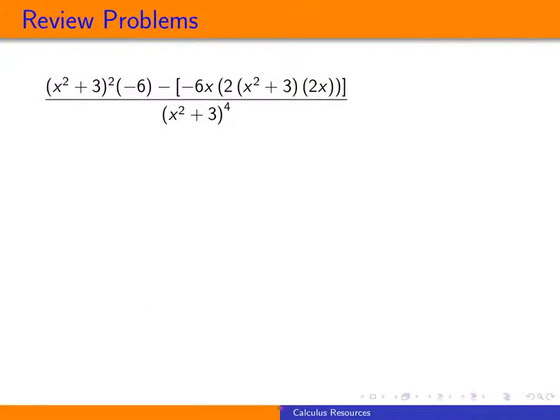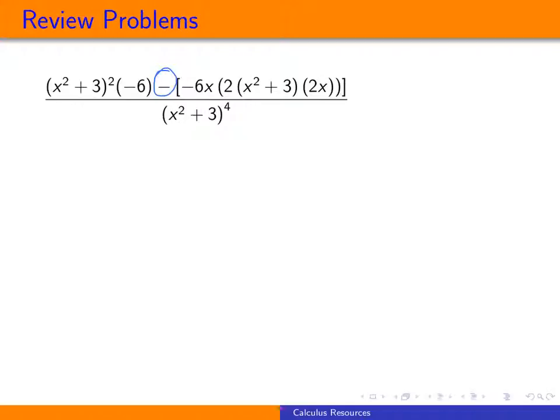For this problem, we're going to work on simplifying this algebraic expression. I do see quite a few x squared plus 3's, and I would like to do some cancellation, but before I do that, I really want my numerator to just be a product. So this minus sign right here is keeping it from being a product and making it a little more complicated in the numerator.